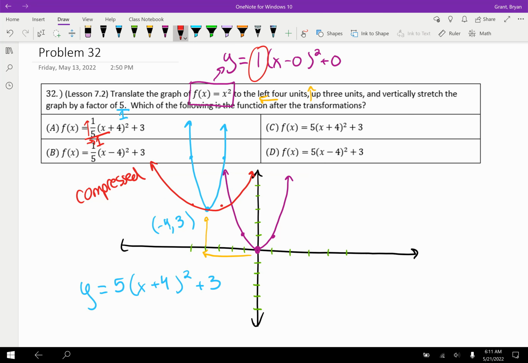Anytime our a value drops below 1, like a fifth or a third or 2/3, it makes our parabola compressed or wider. However, our a value was greater than 1. It made it skinnier. That eliminates a and b right away. Looking at c and d, they're trying to trick you here. They want you to think that's negative 4, but that's positive 4. That would be right 4, up 3, and it's not our left 4. The only one our equation matches is c.